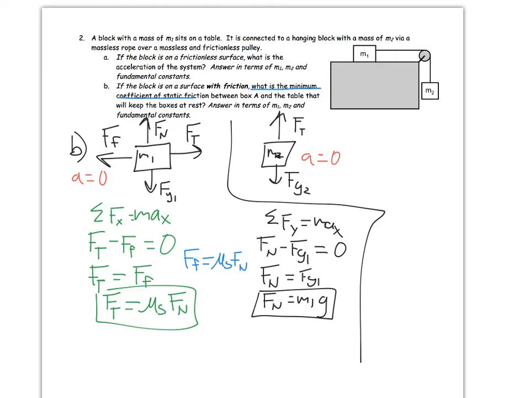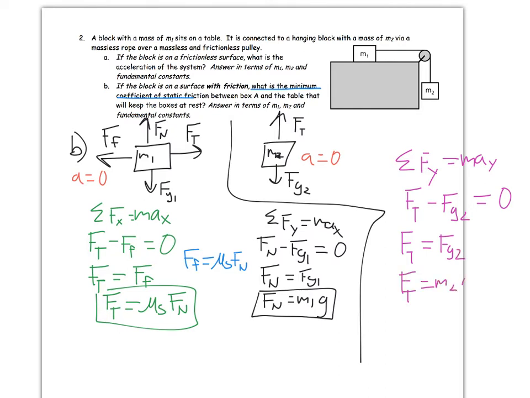And now I can go ahead and move over to box 2. Sum of the forces in the y equals may. So I have Ft going up on it minus Fg2. I don't really have to worry about the direction of the acceleration here because I have none. So it really doesn't matter which one's positive, which one's negative. So I can say Ft is equal to Fg2, and substituting in for the force of gravity here as well, Ft is m2g.